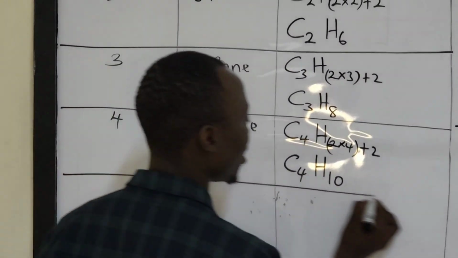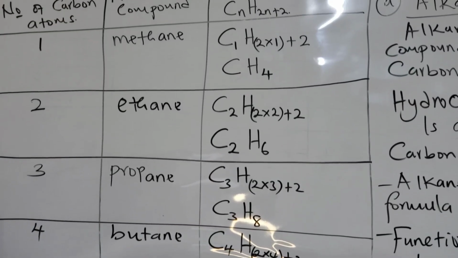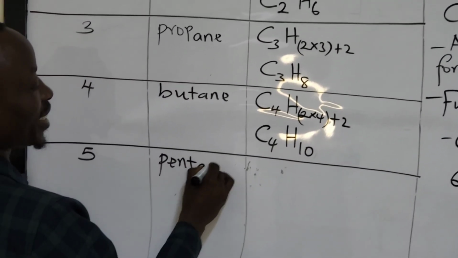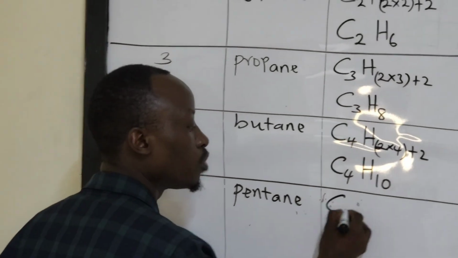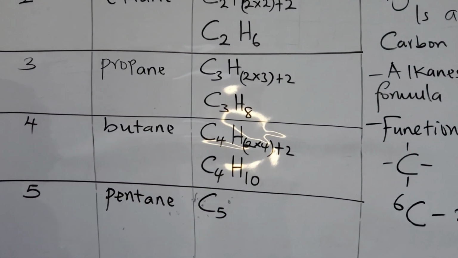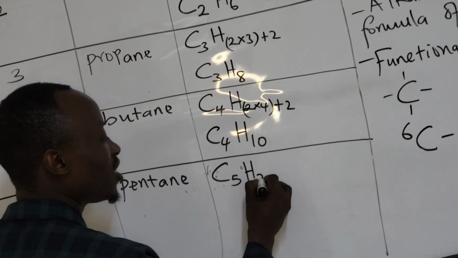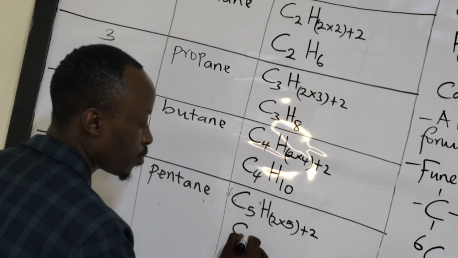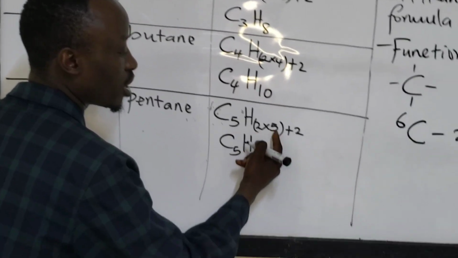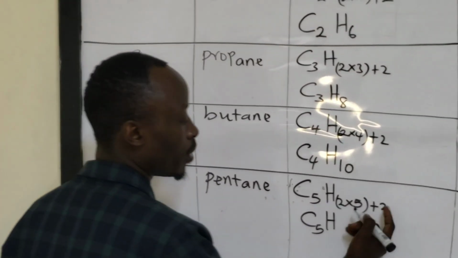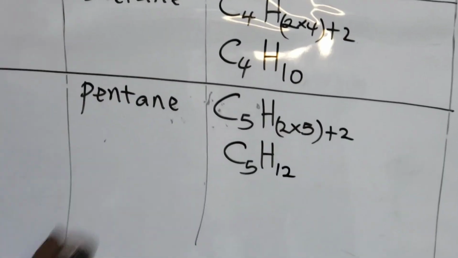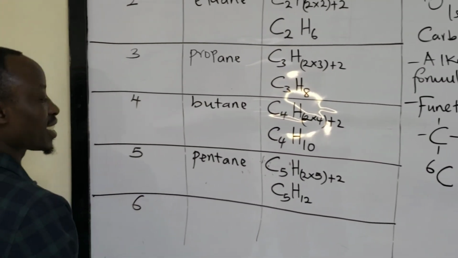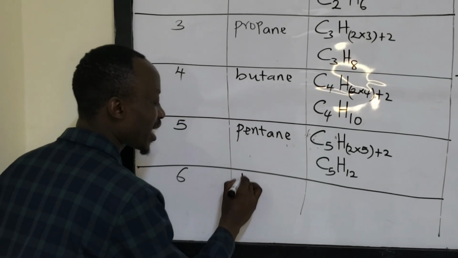Now you can see this. The next one must be 5 carbon atoms. Pent was the prefix. So pentane. Now how do we form it? C5. Let's go together. C5, H 2 times 5 plus 2. So our molecular formula will be C5H12, because 2 times 5 is 10, plus 2 is 12.